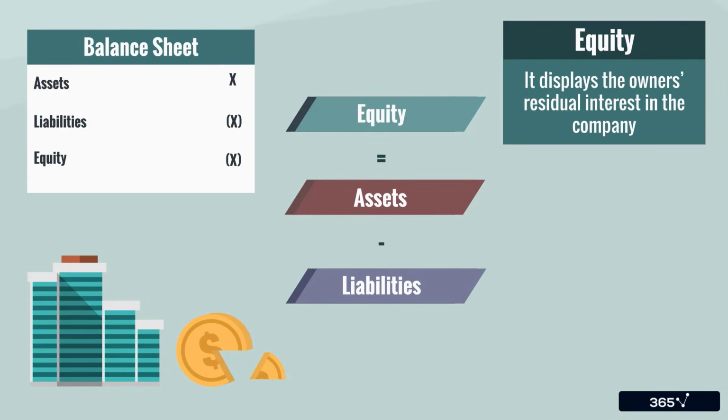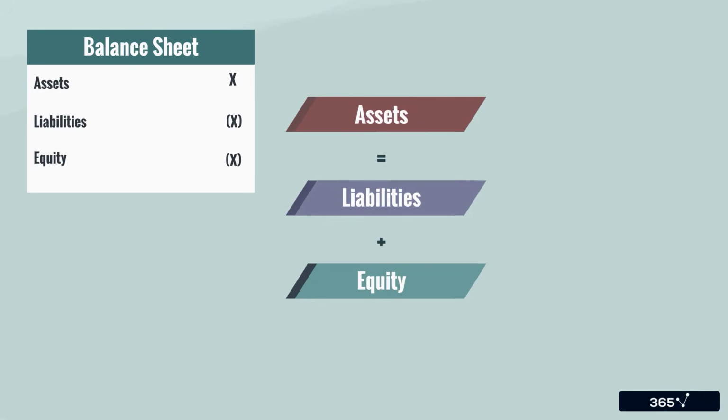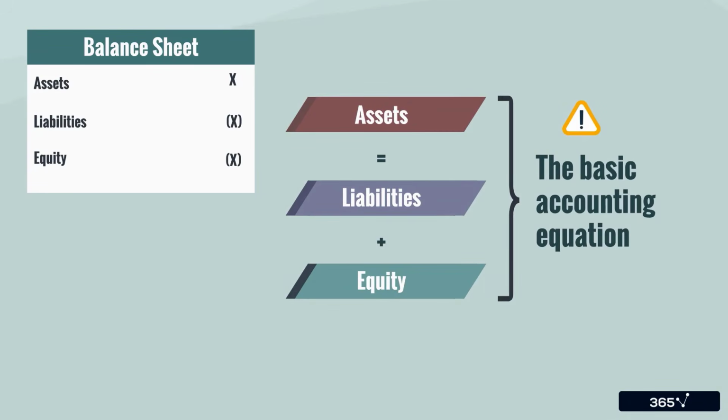Here comes the tricky part. The total assets figure in the balance sheet should always equal the sum of total liabilities and owner's equity. This is the basic accounting equation. It is valid for every single set of financial statements out there.